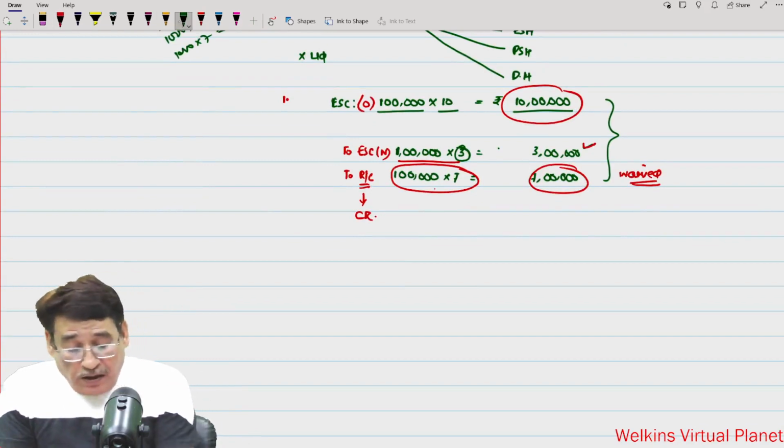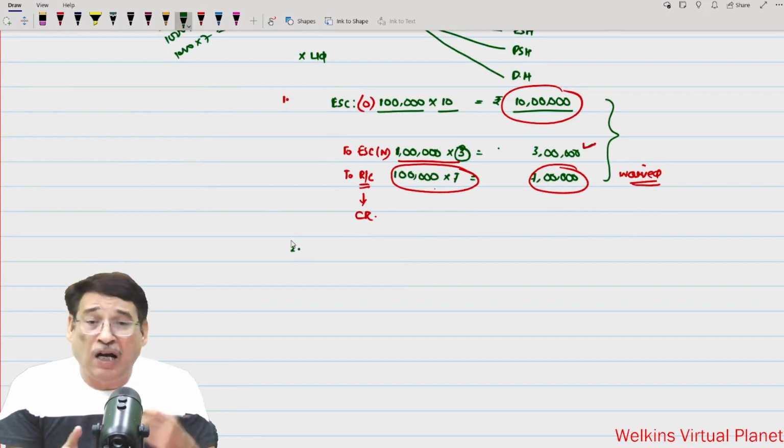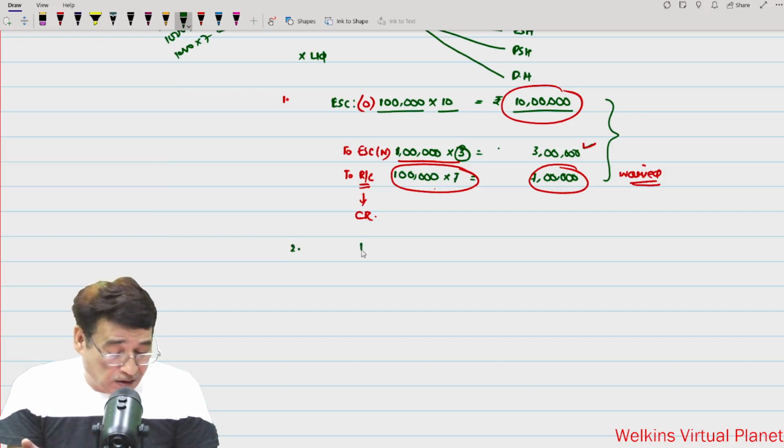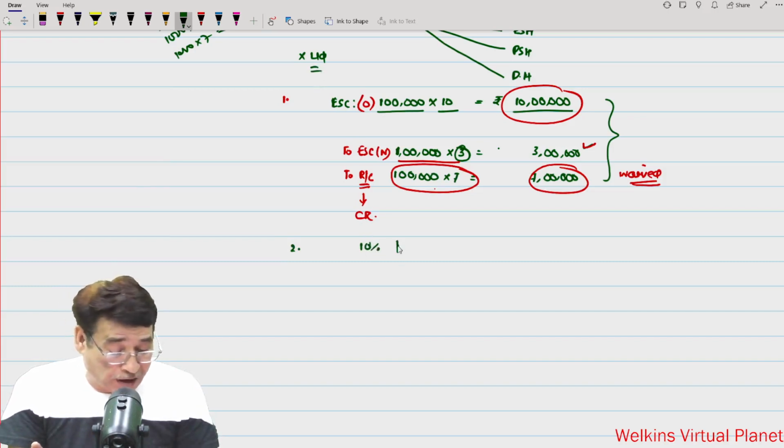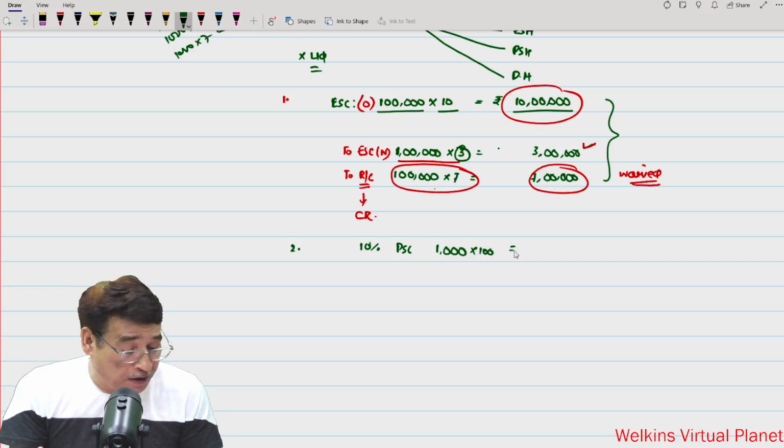Similarly, the directors of the company will ask the preference shareholders. Let us say X Limited has 10% preference share capital, and presume for a while that there are only 1,000 shares of rupees 100 each, that is equal to 1 lakh.